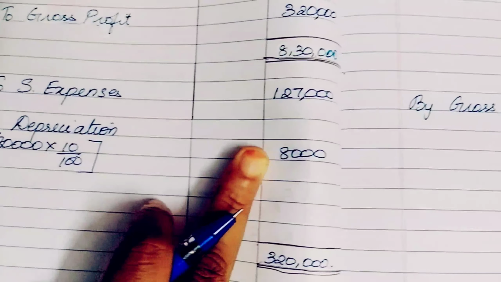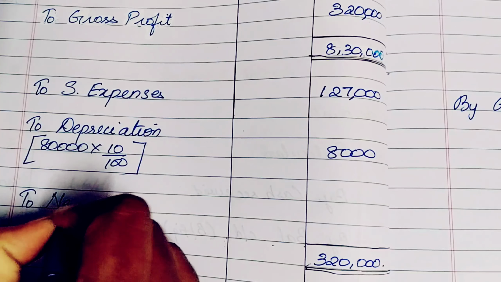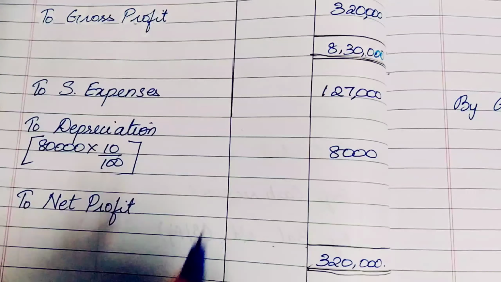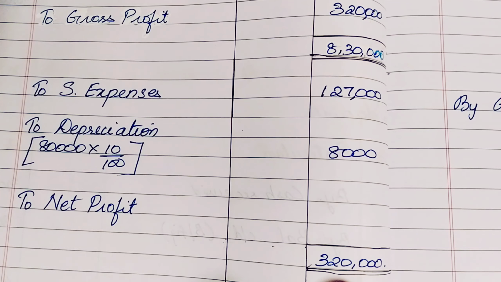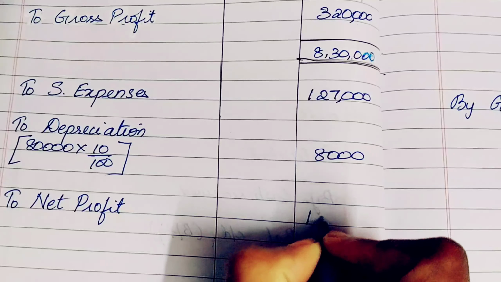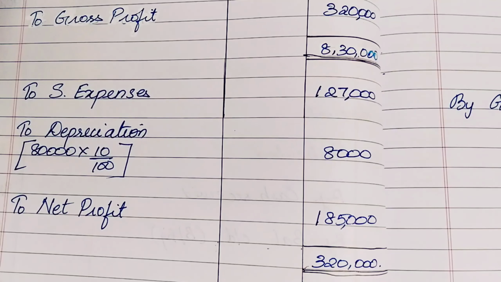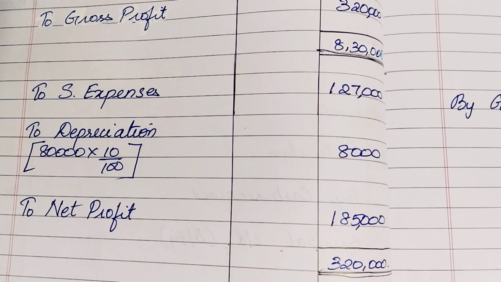Now 3,20,000 minus the total of the debit side, which is 1,35,000. So if I subtract it, it's going to be my net profit. So to net profit. When the answer falls on the debit side of the profit and loss account, it is net profit. So 3,20,000 minus 1,35,000 is 1,85,000 of net profit. So this net profit has to be added along with the capital in the balance sheet. So now next move on to the balance sheet.